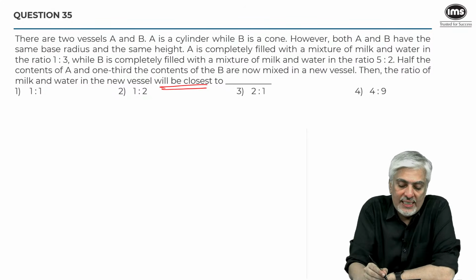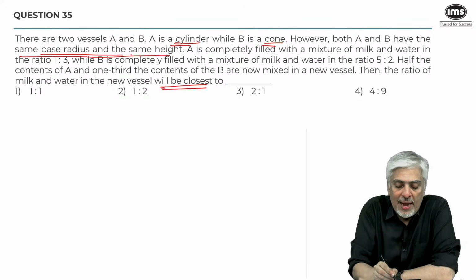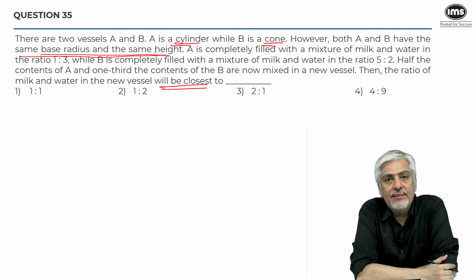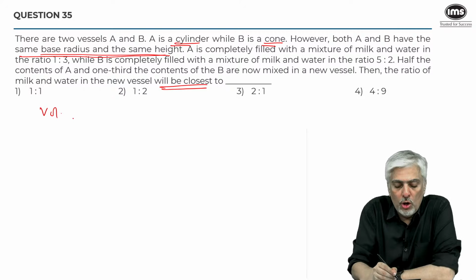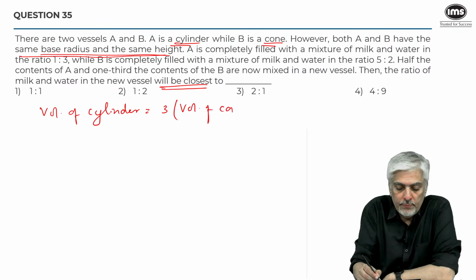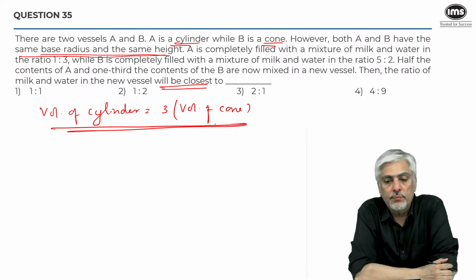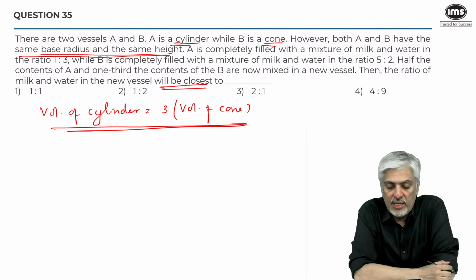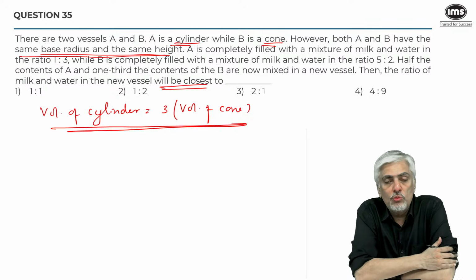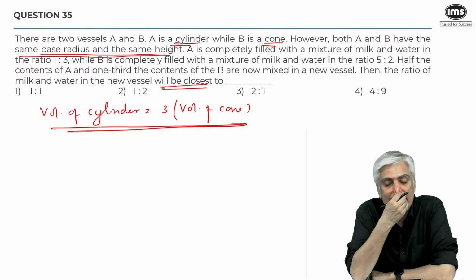Now tell me, when a cylinder and a cone have the same radius and the same height, what do we understand? That the volume of the cylinder will be 3 times the volume of the cone. Volume of cylinder will be 3 times volume of cone. And that is how I would start the question. I would assume random numbers because everything was a ratio, so that my calculations are slightly easier.